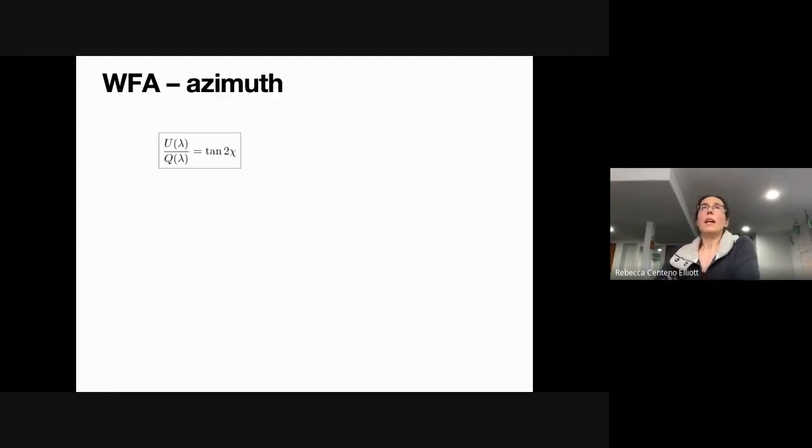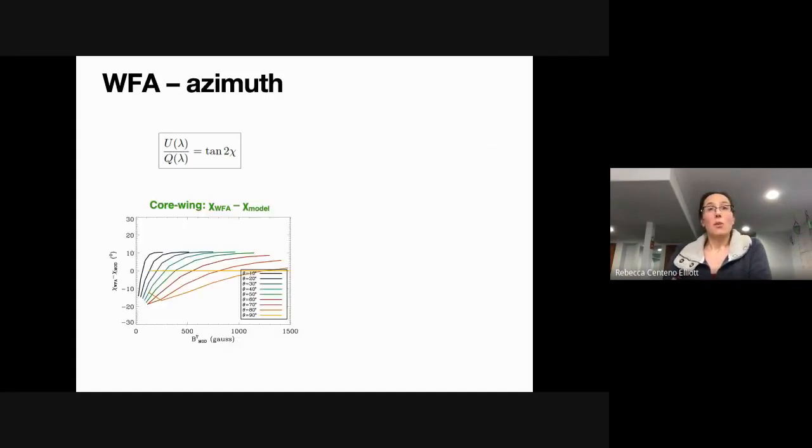And lastly, I wanted to apply the weak field approximation to infer the magnetic field azimuth in the plane of the sky. And this is the equation that rules that. I'm just going to go straight to the results without boring you with details, but what I found was that the difference between the inference and the model azimuth in degrees was actually rather large. This is a difference of up to 20 degrees in some cases. And this is unacceptable from the point of view of trying to infer a good valid azimuth for the magnetic field from the weak field approximation.